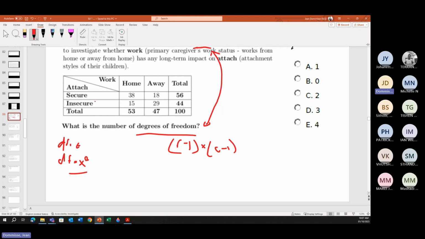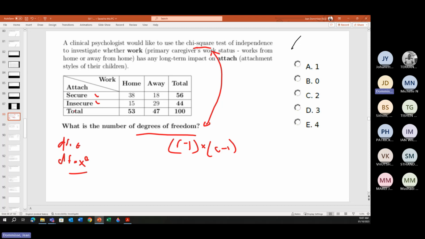check how many rows. 1, 2. Remember that total is not included. So we want to know how many variables there are. It's 2 minus 1. And how many in your columns. Again, 2, we're not including total. So 2 minus 1. So that will be 1 times 1, which will give us 1. If you did include total, then you would have had 3 minus 1, so it would have been 2 times 2, and unfortunately, there would have been an answer for you as well.